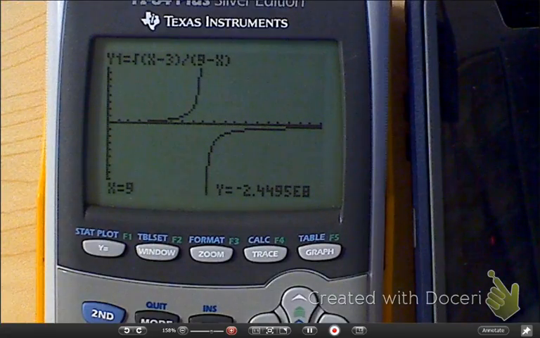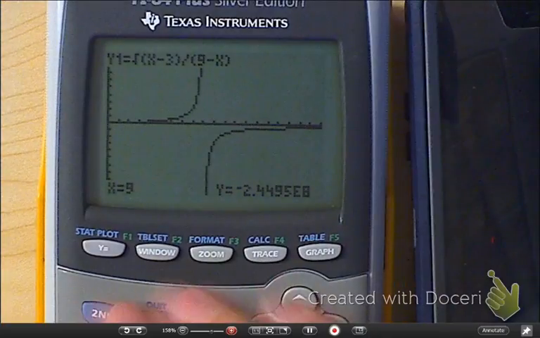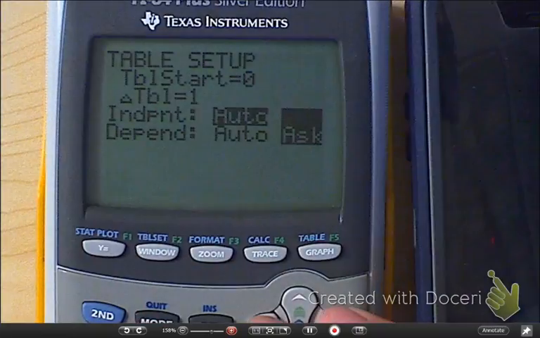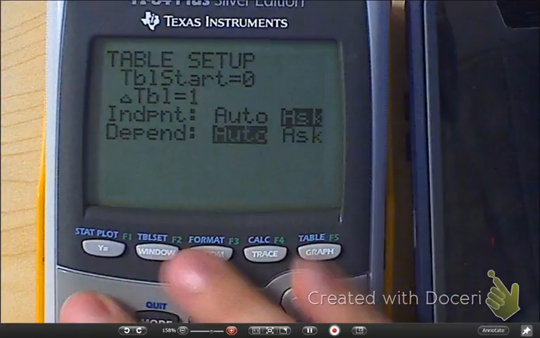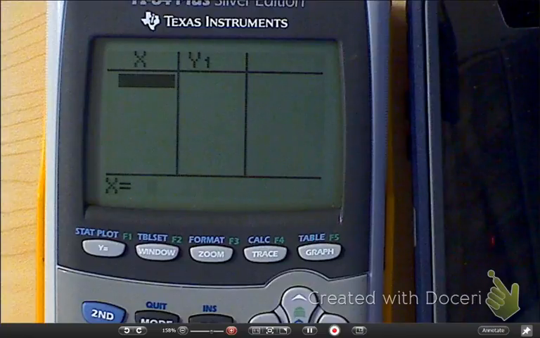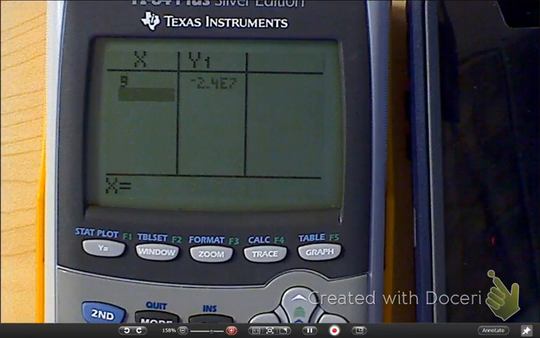So they'll put stuff like this on a calculator portion just because it'll be difficult to figure out. Yeah, it's really, really close to 9. You can also use the table. If you go to table set and set the independent to ask and the dependent to auto. If you do the table and you go 9.000001, it'll give you that 2.4 or something.